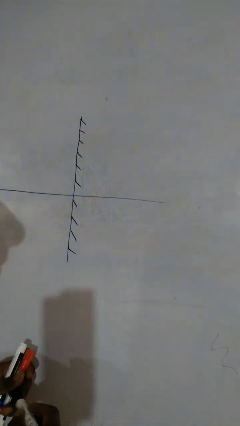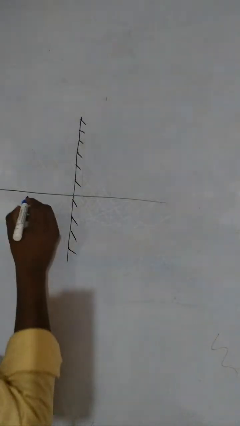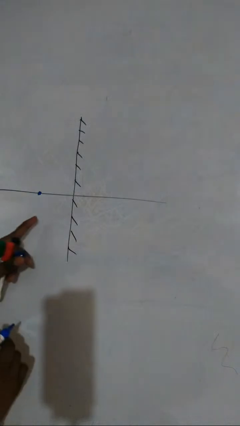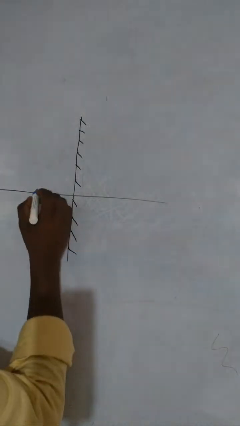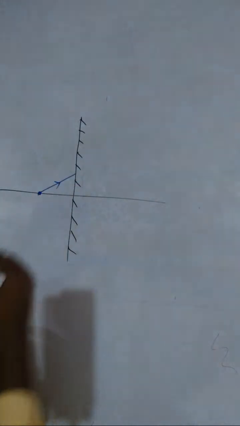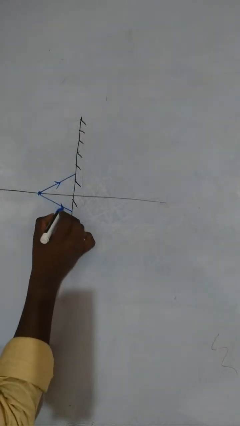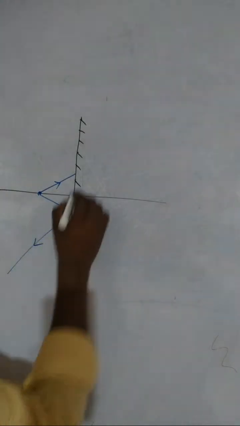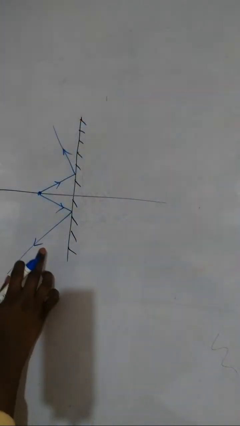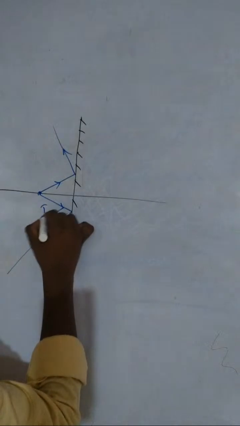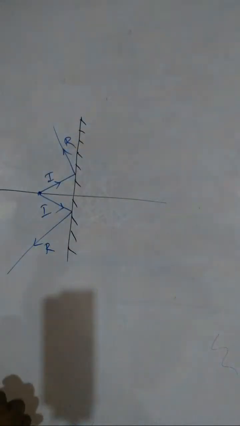So if you take the point object, I'm considering the point object. This is a point object. Is it clear, right? From this point light rays are coming, and from this point also light rays are coming. After reflection, the light rays are moving like this. Here you can consider this is the incident ray, this also an incident ray, this is a reflected ray, this also a reflected ray, right?